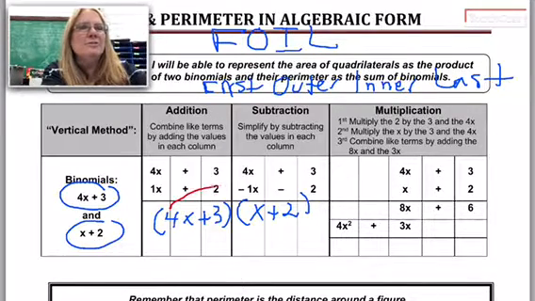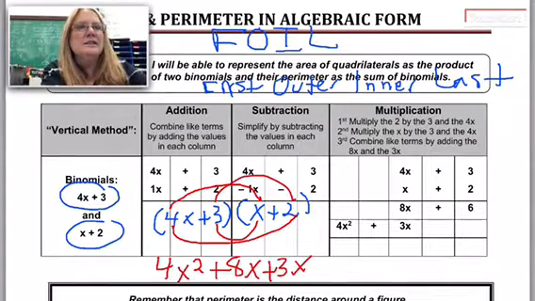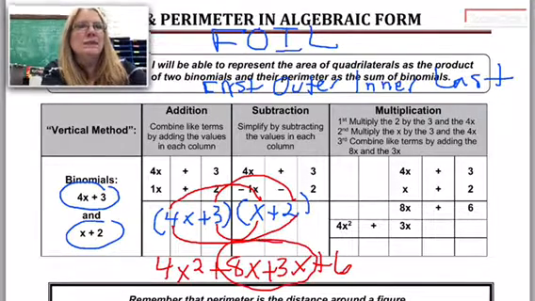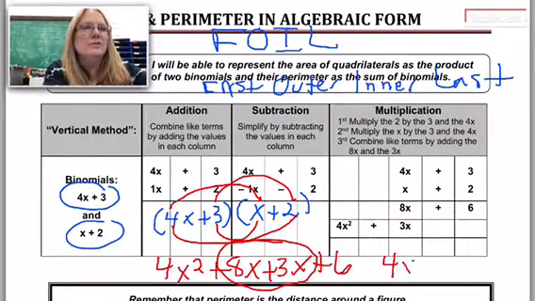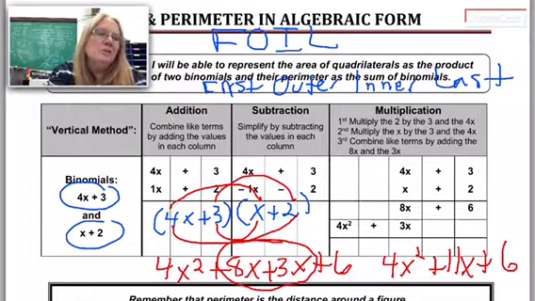So I multiply the first terms together. 4x times x is 4x squared. Then I multiply the outer. 4x times 2 is plus 8x. Then the inner, 3 times x is 3x. And then the last, 3 times 2 is 6. And then you combine any like terms. So here we have these like terms, and you get 4x squared plus 11x plus 6. So either way that you want to multiply the binomials is fine, and you should get the same answer.